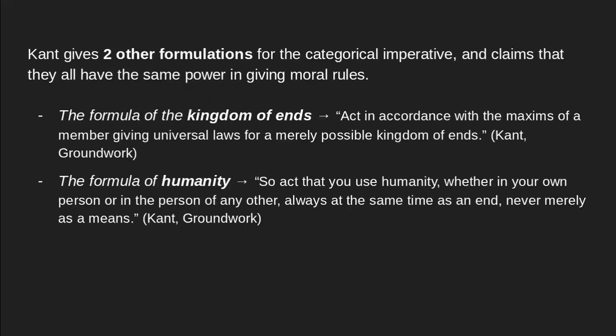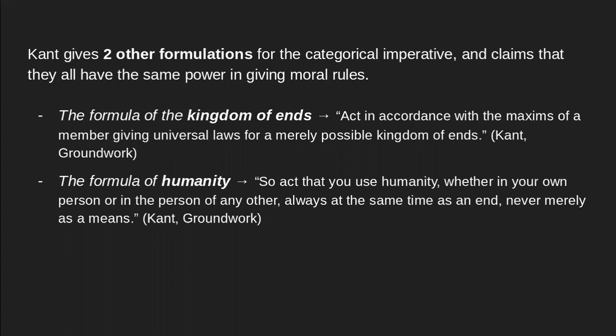Let me go on with Kant's other two formulations of the categorical imperative. Until now, we have discovered only one formulation of the categorical imperative, in which Kant talks about the universalization of certain maxims. If you can will that your maxim become a universal law, and if you act on such a maxim, then your act can pass the categorical imperative test. That was the first formulation of the categorical imperative that we have learned until now.